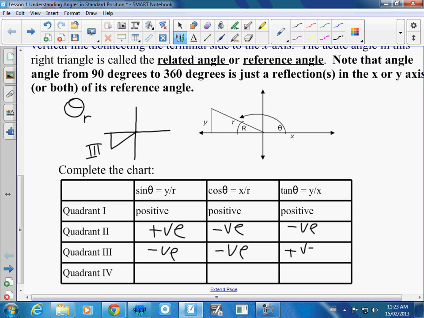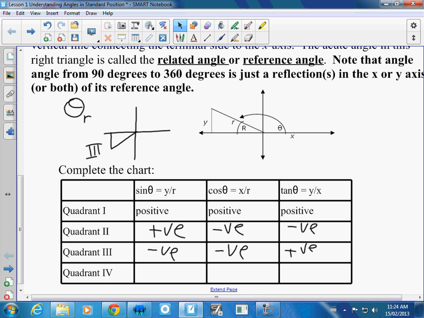Remember when we found the tan of the 45 in quadrant 3 that we wrote on there? Where's our 45 in quadrant 3? 225 degrees, is that right? When we did that, it was a negative divided by a negative, so what did it come out to? Positive 1, right? It makes sense. Okay, so that's 1, 2, 3.